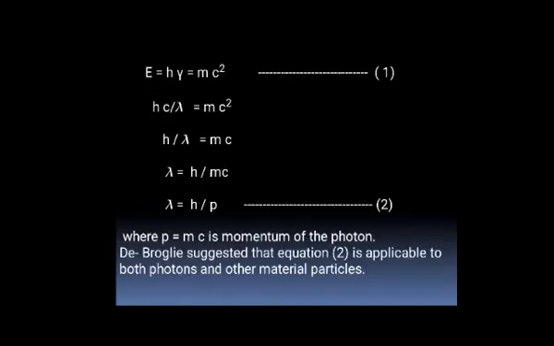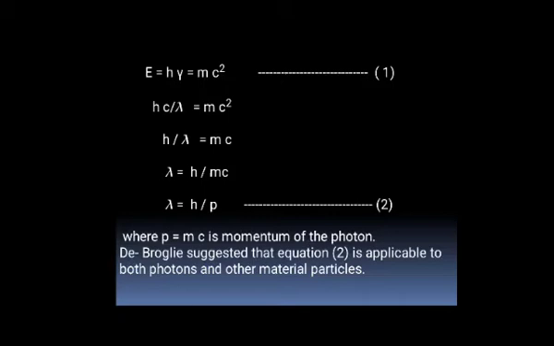If we equate them, we get h nu is equal to mc square. But frequency nu is equal to c divided by lambda, where lambda is wavelength. If we substitute this value, we get hc by lambda is equal to mc square. So one c gets cancelled. So you will get h divided by lambda is equal to mc. Adjusting the terms, you will get lambda is equal to h divided by m into c. This m into c is nothing but momentum p. So lambda is equal to h divided by p, where p is the momentum of the photon, h is Planck's constant and lambda is the de Broglie wavelength.